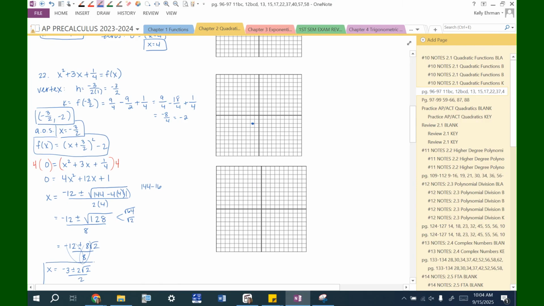Am I going to figure out where those points are? No, they will just fall into line when I do my x squared graph. So the x squared graph, I can say, okay, over 1, up 1 on both sides. Over 2, up 4. Over 3, up 9. Same over here.